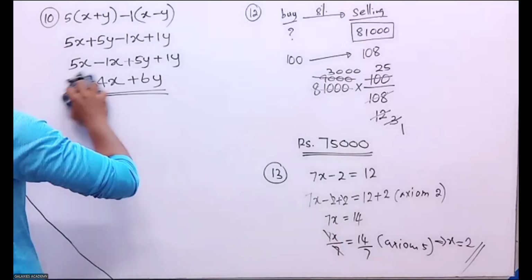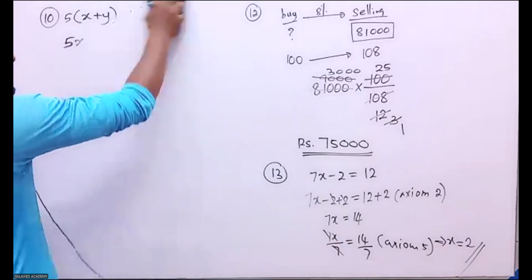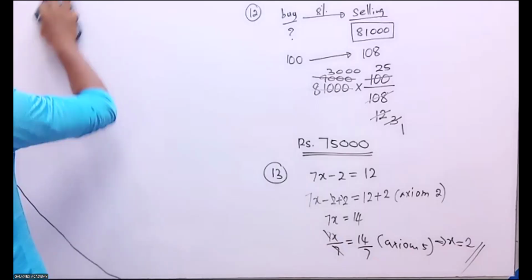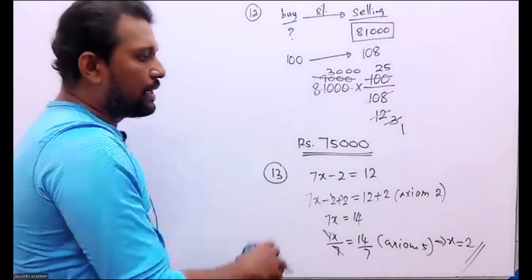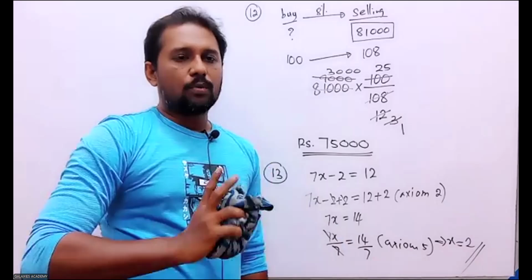If you did not use the axioms, but you got the final answer as x equals 2, you can get only 1 mark, right? Both marks you can't get.